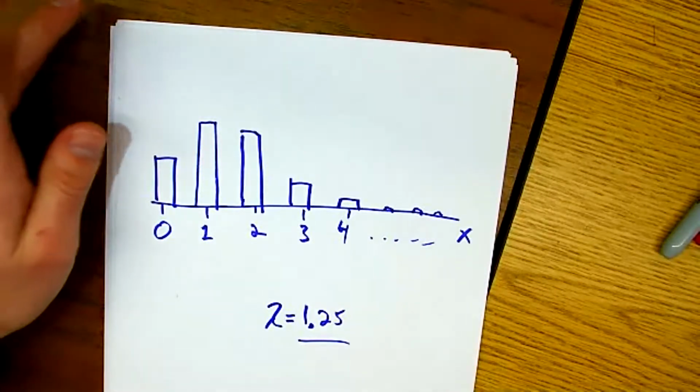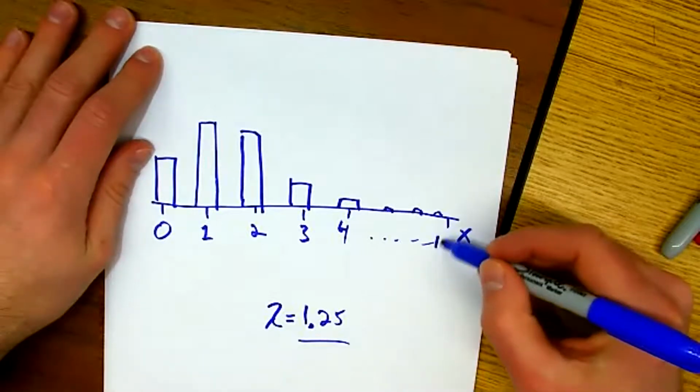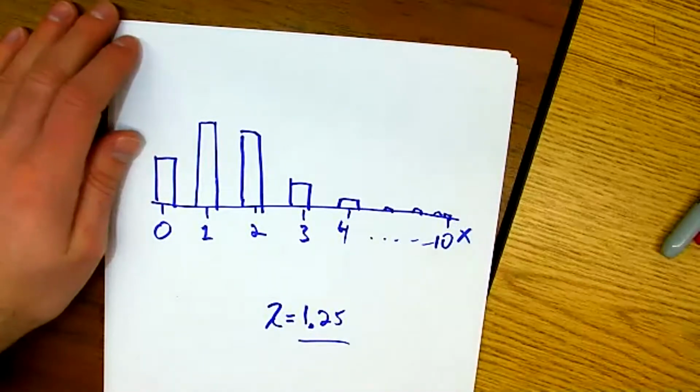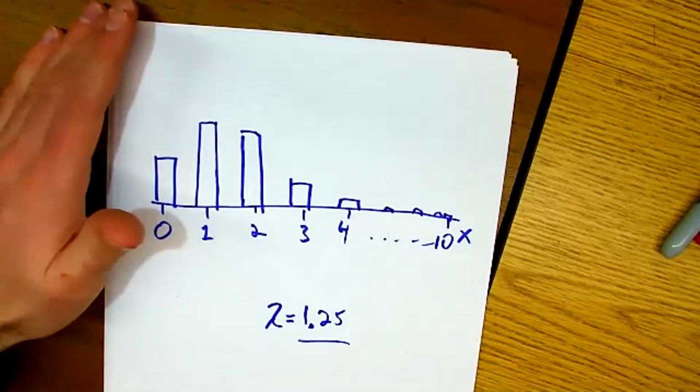So you can imagine, this intuitively kind of makes sense. If on average I see 1.25 births in an hour, by the time I get to 10, the probability I get 10 births is really, really low, right? If the average is 1.25, it's very unlikely I'd see 10.